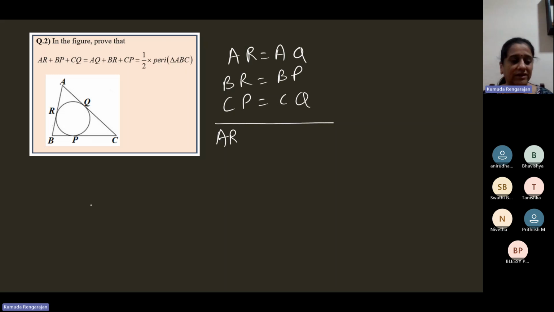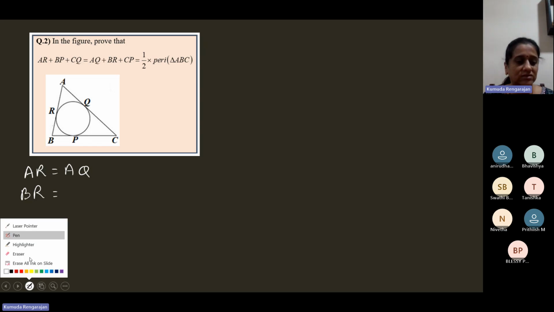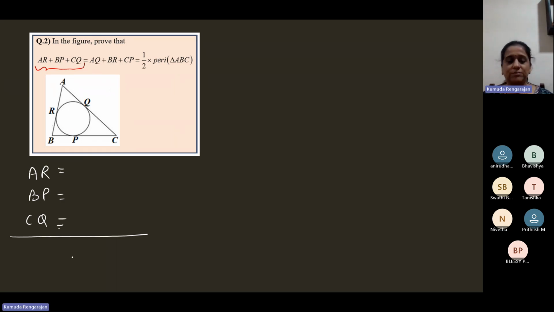AR, let me write it neatly. AR is equal to AQ. Tangents from the external point A are equal. Let me just write out whatever we see here, children. Write out whatever you see here, okay? That'll be easy. You don't have to change the order later again. So let me write AR, BP, and CQ, because I'm going to add the results. Is equal to, is equal to, is equal to. AR, BP, CQ.